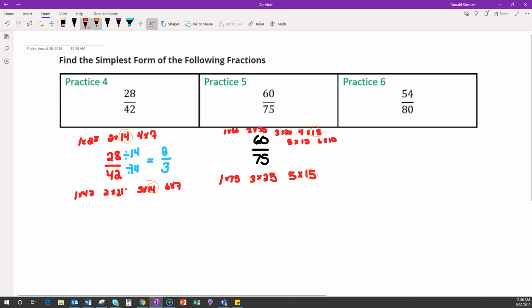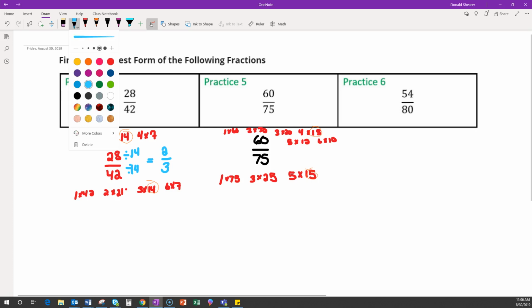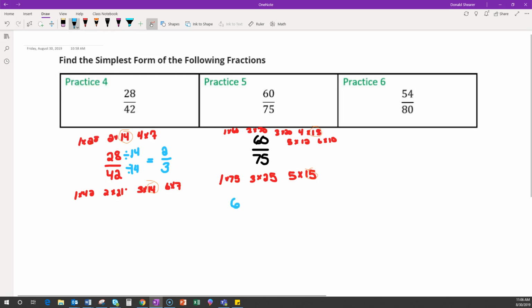So divide both the numerator and denominator by 15. So we'll do 60, and I'm just going to drop down here a little bit so we're out of the mess that was created up there. So 60 divided by 15 and 75 divided by 15. 15 is times 4, so 60 divided by 15 is 4. 75 divided by 15 is 5. So this, in simplest form, is 4/5.